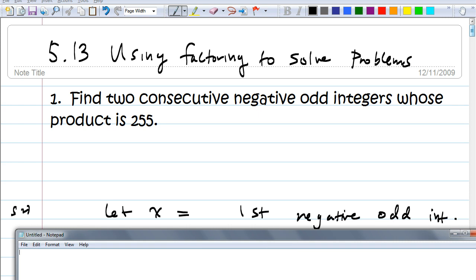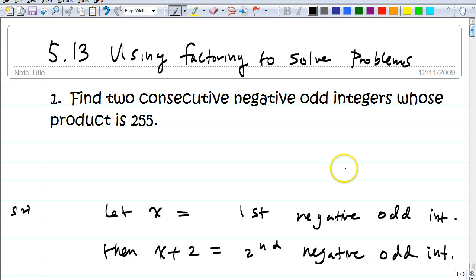Then what's our second unknown? How are we going to figure out the second consecutive negative odd integer? X plus 2. You guys are correct. Why isn't it x plus 1? Because these are odd numbers. If you have one odd number, how do you get the other odd number? You add 2. If these are consecutive integers, then you add 1s. If these are evens or odds, you keep adding 2s. Does that make sense?